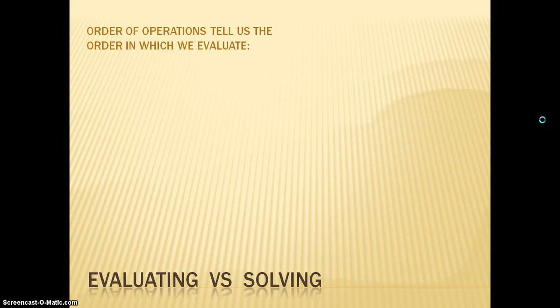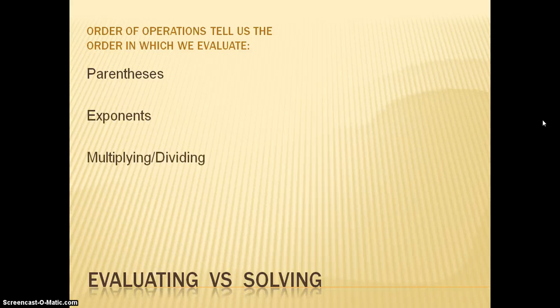So let's think back to order of operations that we just learned a couple days ago. Our order is that we start with parentheses, then we work with our exponents, then we do our multiplying and dividing at the same time, followed by adding and subtracting at the same time. Well, when we solve an equation, everything is the opposite, just like we talked about in our one-step equation.